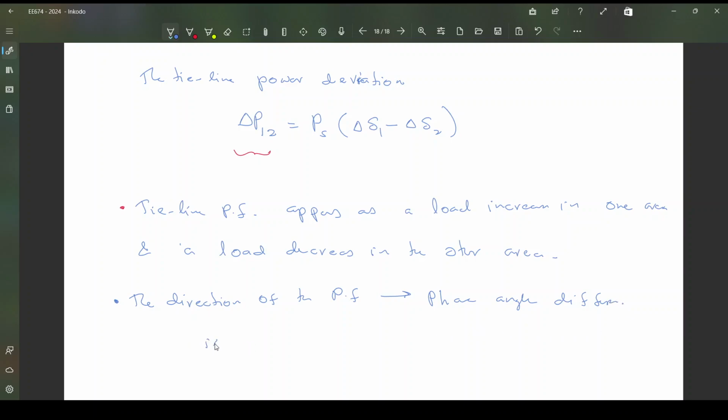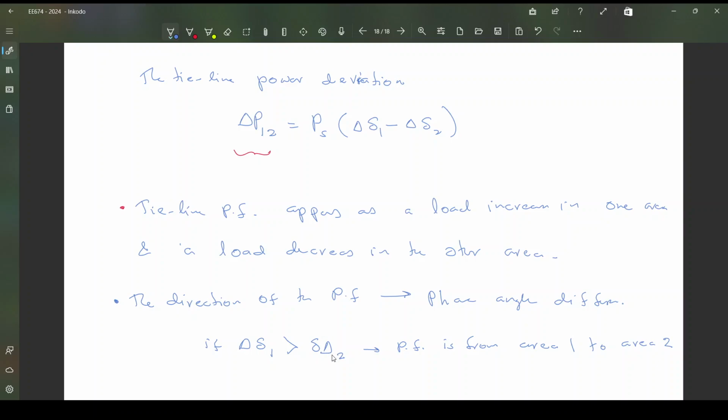If delta 1 is greater than delta 2, the power flow will be from area 1 to area 2, right? And if it's otherwise, the power flow will be in the other direction.